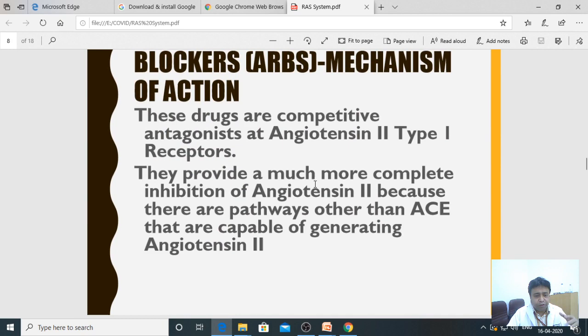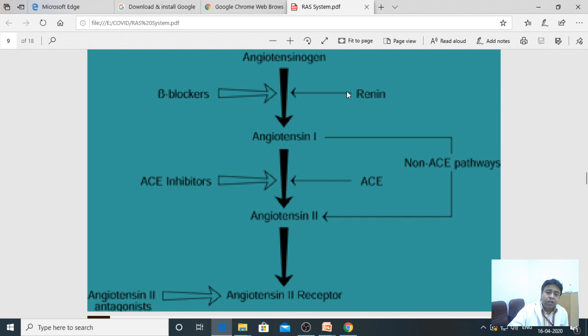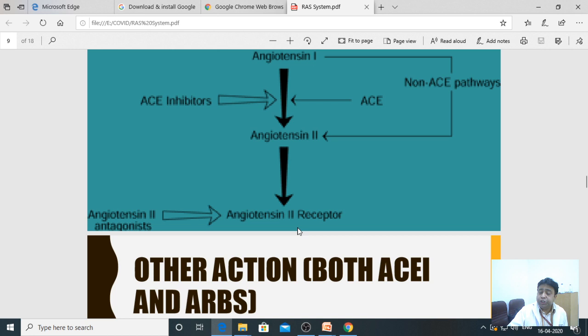This is something I was talking about a little back, that we have angiotensinogen converting into angiotensin 1 by renin, then ACE converts angiotensin 1 to angiotensin 2, and then angiotensin 2 binds to these angiotensin 2 receptors. And these receptors are known as AT1, AT2, and AT3, right?